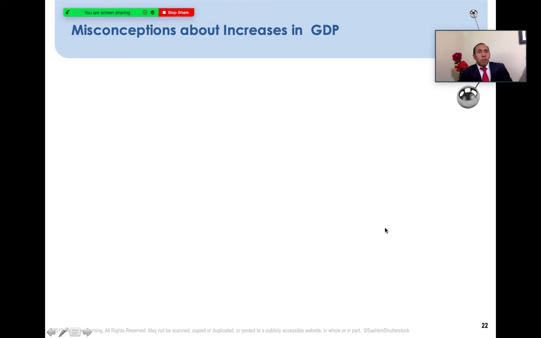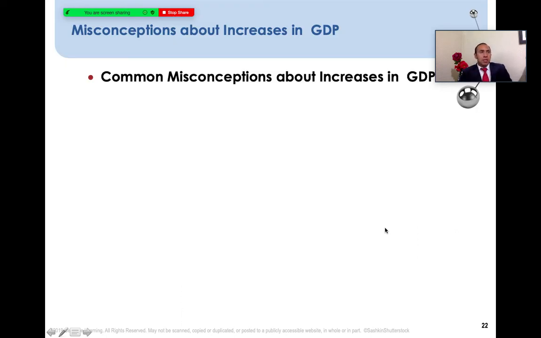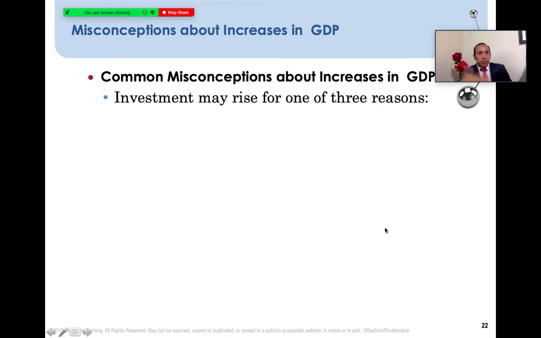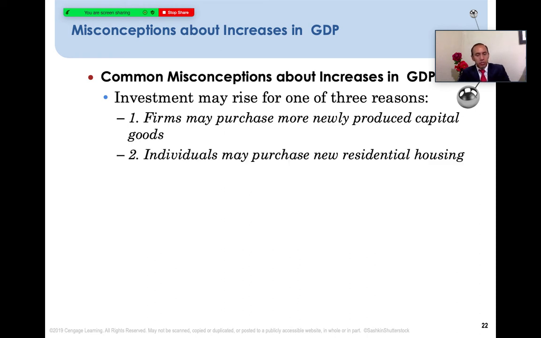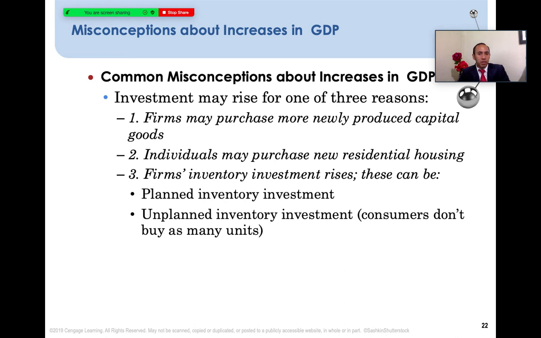Now, there are some misconceptions about GDP. Investment may rise for several reasons. Firms may purchase more newly produced capital. Individuals may purchase new residential housing, and firms' inventory investment rises. This can be due to planned inventory investment or unplanned changes in inventory. Consumers may not buy as much, and essentially the inventory just sits there. This is not necessarily a misconception about increases in GDP, but these are more important things to consider about GDP.